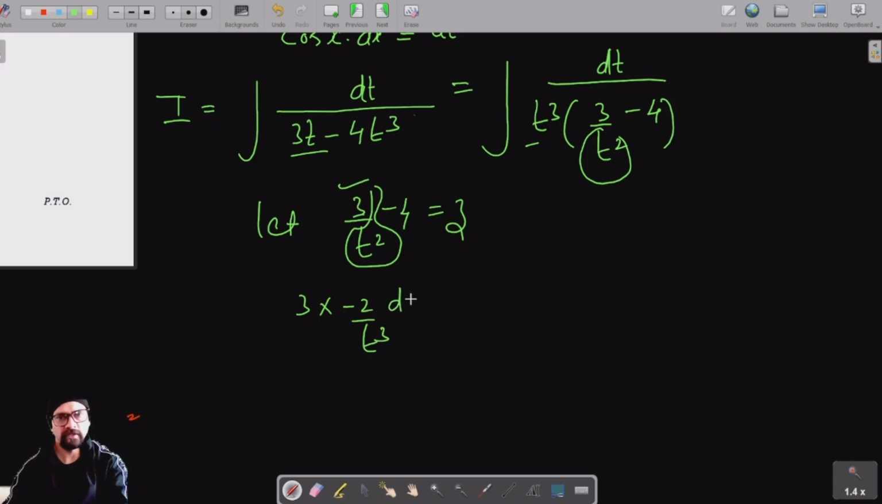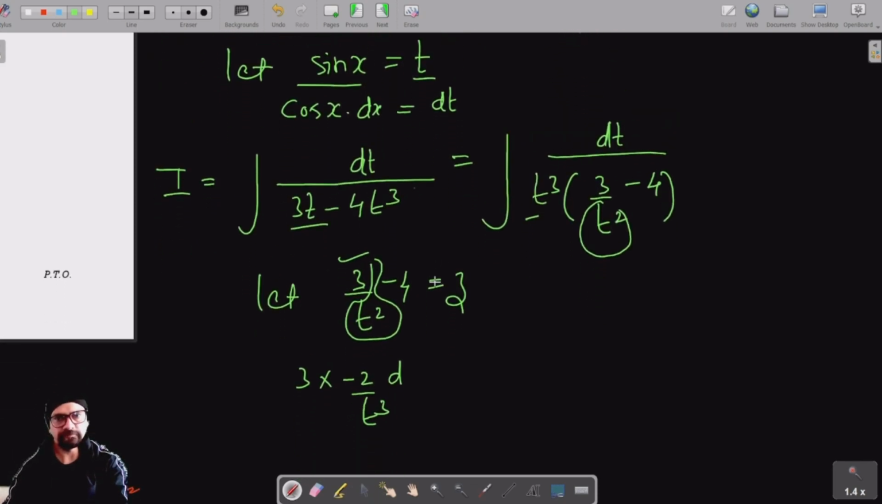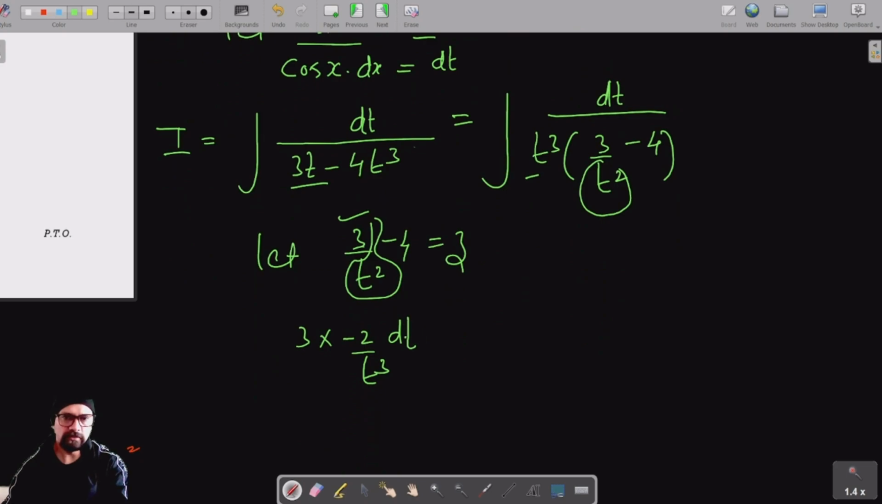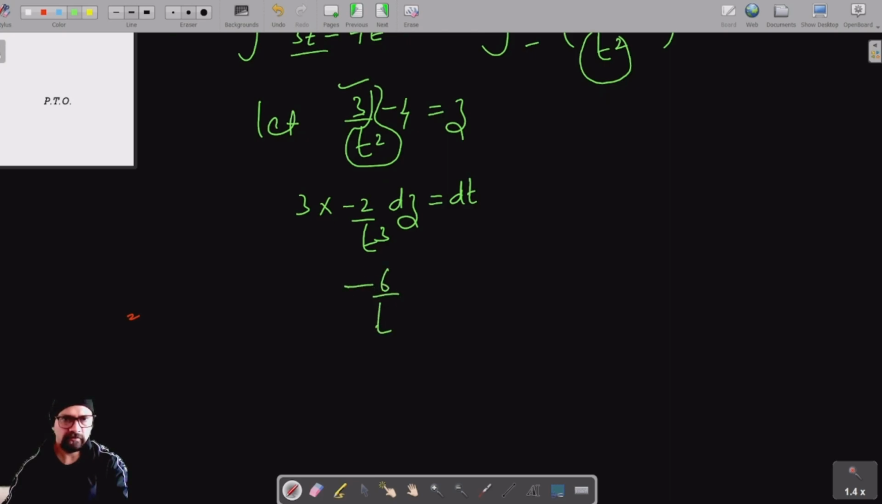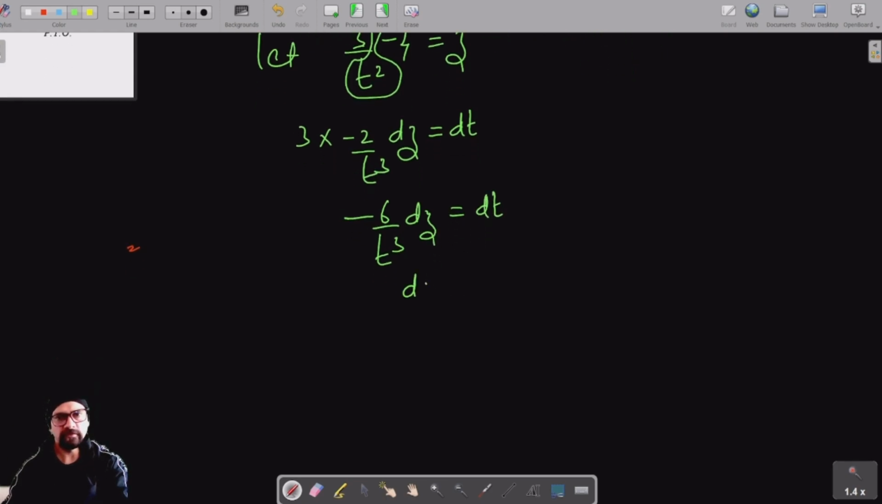3 is a constant, and the differentiation of 1 by t square is minus 2 upon t cube. Differentiation of 4 is 0. So we are differentiating this with respect to t, and this is dz by dt. So finally we have minus 6 upon t cube, which gives us dz upon dt. So dz is equal to minus 6 upon t cube into dt, so dt upon t cube is equal to minus dz by 6.